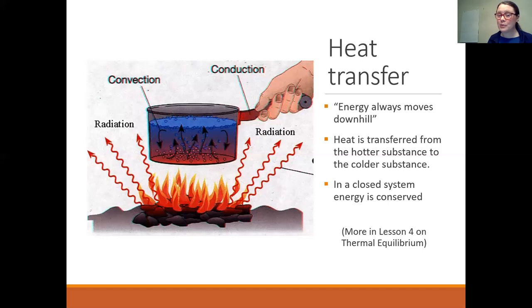Now, there are 3 types of heat transfer. We're going to look at them on the other side. We're going to see radiation, convection, and conduction. So we're going to look at the definitions on the next slide, and then I'm going to pop back to this image.